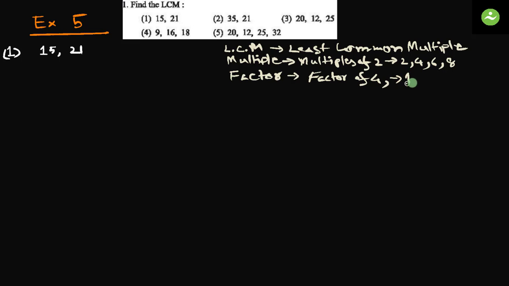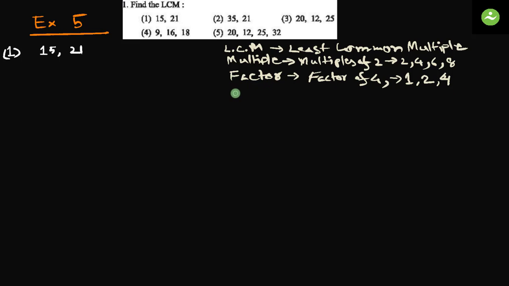1, is it a factor of 4? Yes, because 1 divides 4 without any remainder. 2 divides 4 without any remainder. 2 is a factor. 3 is a factor? No, 3 is not a factor of 4. 4 is a factor of 4 because 4 divides 4 without any remainder. So these 3 are the factors.